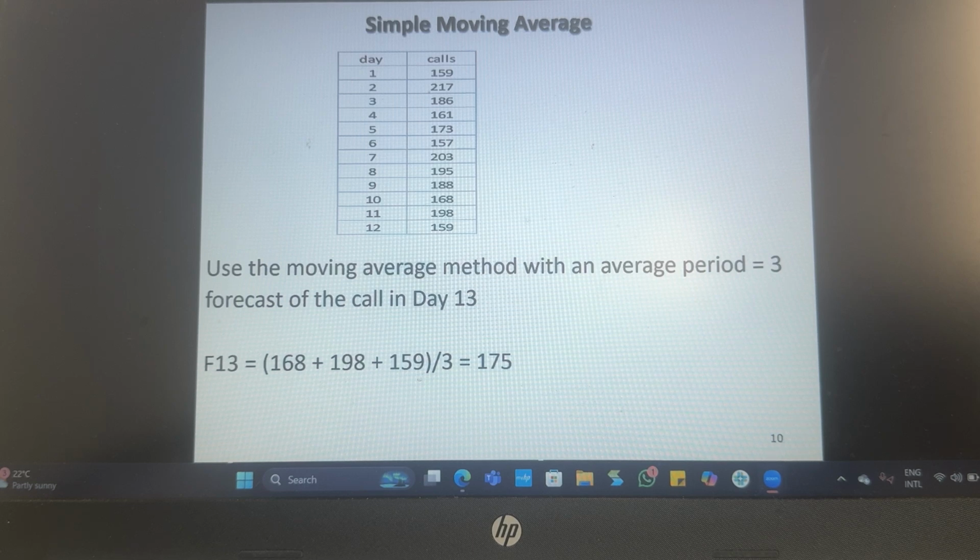Others are very old. 168 plus 198 plus 159. Adding all these 3 numbers together and dividing by 3, we get this figure. So we are expecting 175 calls on day 13. F means forecast, and 13 means the day 13 forecasted value.